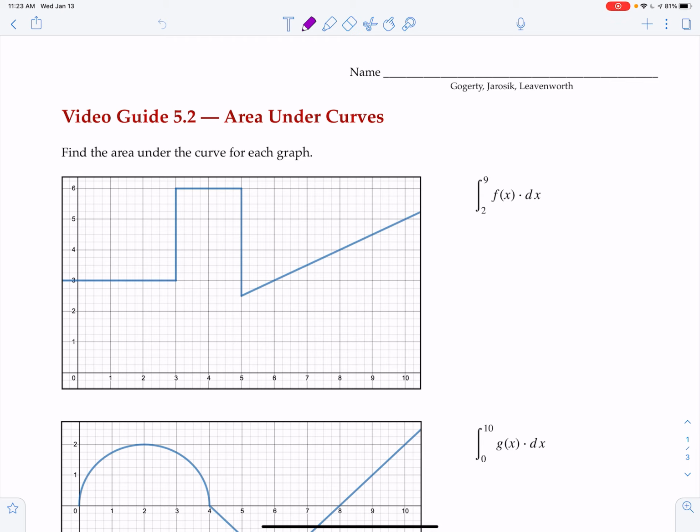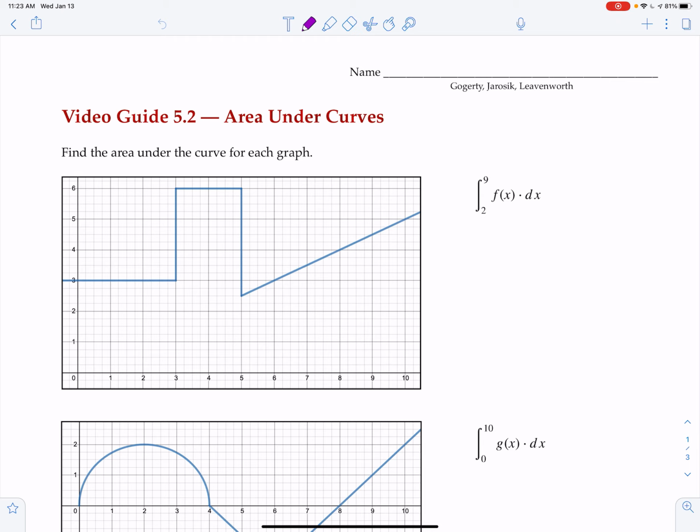Chapter 5 is kind of interesting in that we've been talking about derivatives and slopes and tangents for essentially the entire class so far. And we're going to flip that on its head now and start talking about area, and specifically in this section, area under curves.